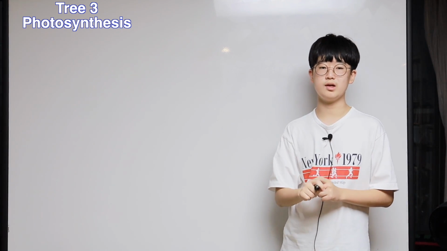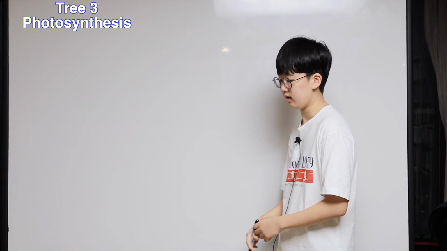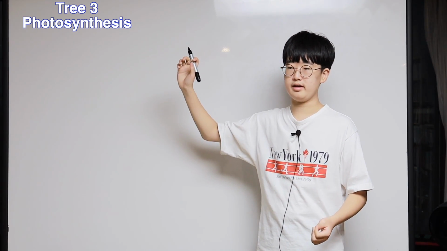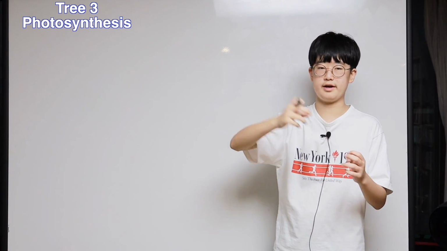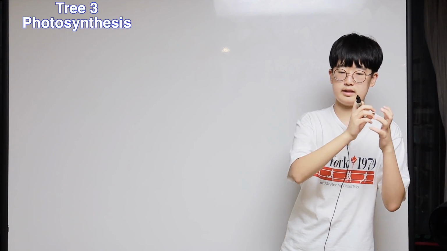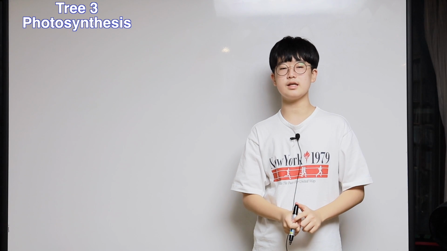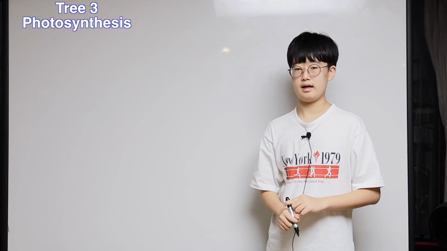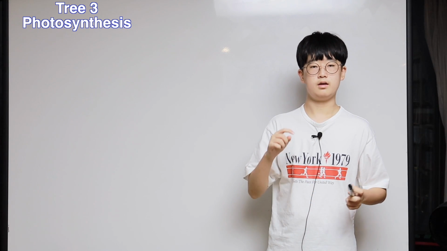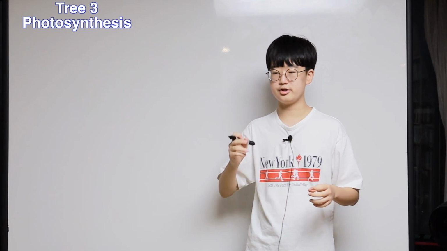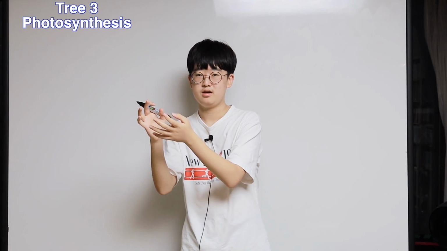Now we have to know what carbon fixation is. Carbon fixation is basically taking a CO2 molecule from the air and attaching the carbon to organic molecules. An enzyme called rubisco does that, and it turns RuBP into 3-phosphoglycerate.